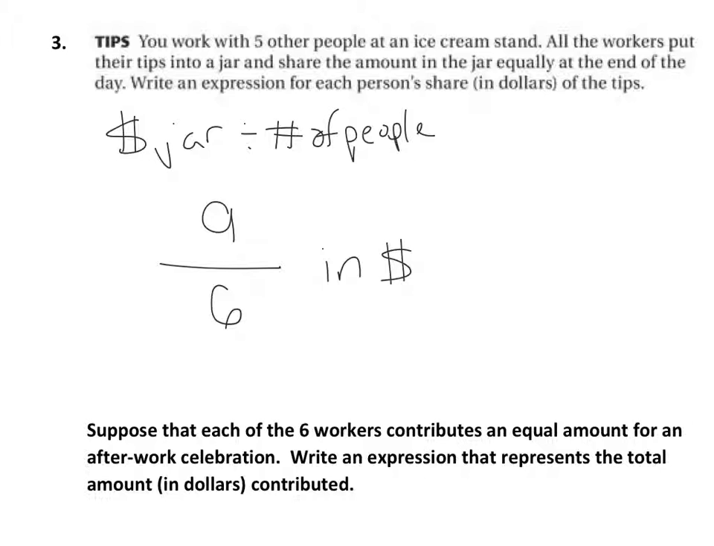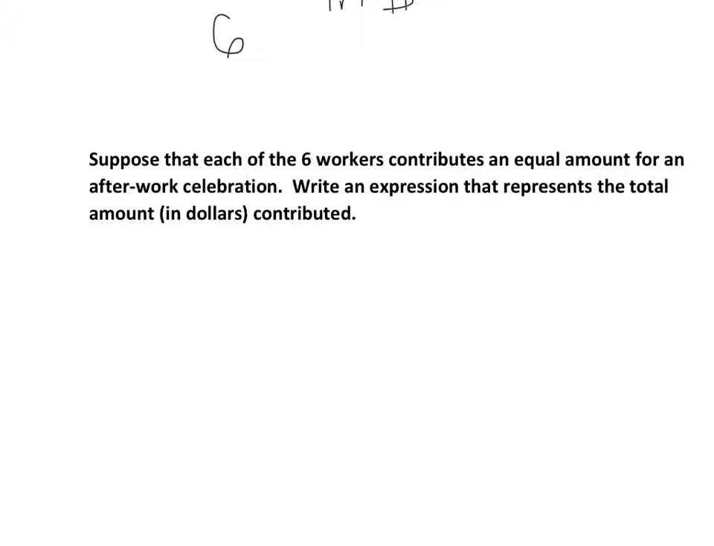So let's take a look at another one that goes with this. It says, suppose that each of the 6 workers contributes an equal amount for an after-work celebration. Write an expression that represents the total amount in dollars contributed. Well, you have 6 times D for dollars, because that's how much money you would get. If we all donated 2, you'd have 12. Okay, so again, we have to be able to use words to get the math. Okay, let's take a look at another one.